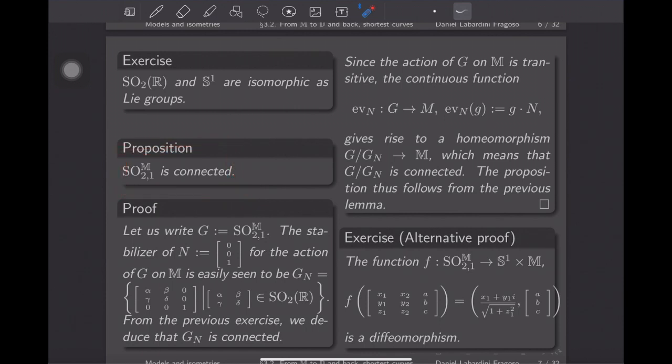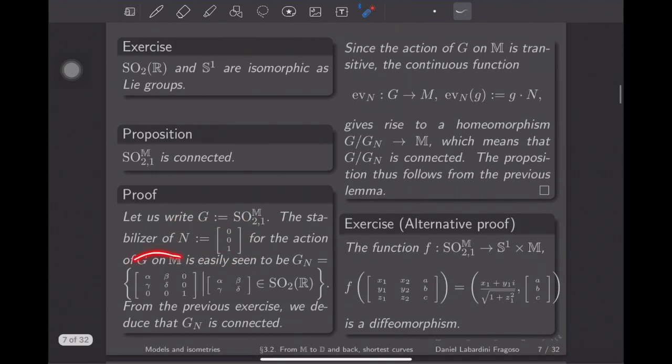Okay, so that group is connected. And so let's see why. Let's just write G for the group. Now notice the stabilizer of this one is equal to this one, right? I mean, I think it's clear. Should I say something about that?